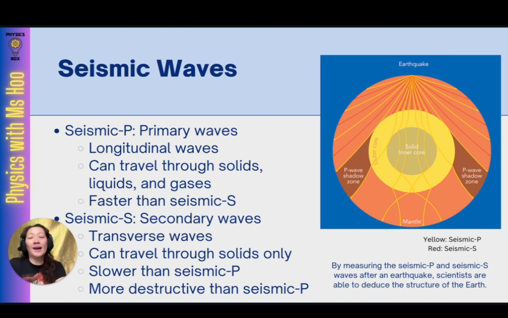Seismic-S, on the other hand, are secondary waves, so the S represents secondary. They're transverse waves, and because of that, they can travel through solids only. They're much slower than Seismic-P, but because of this behavior of the ground, they are far more destructive than Seismic-P. Understanding Seismic-P and Seismic-S is very useful because it helps us understand more about the structure of the Earth.